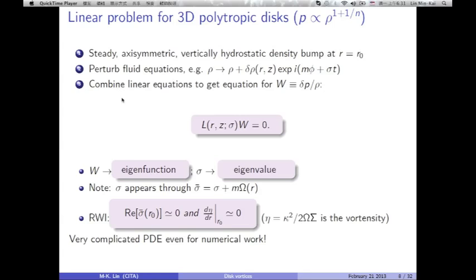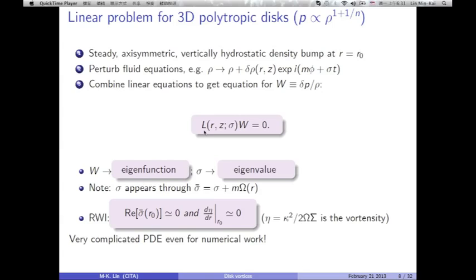So we can combine the linearized equations and get a single equation to describe the problem. It's a linear operator L acting on a perturbation variable W equals 0. Now W here is the enthalpy perturbation, so it's the pressure perturbation divided by the density field. So W is our eigenfunction.